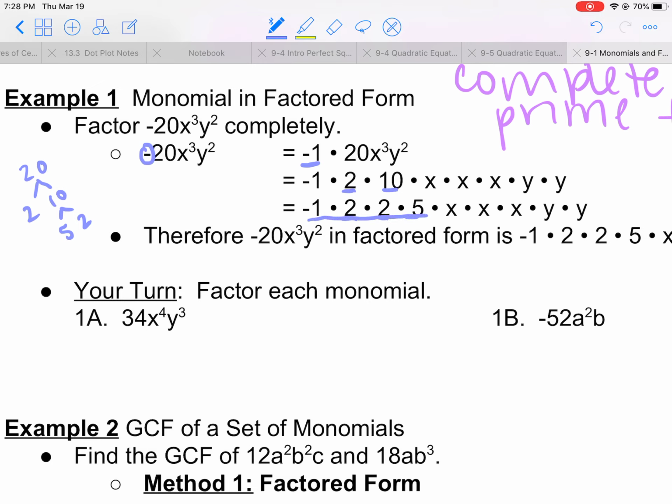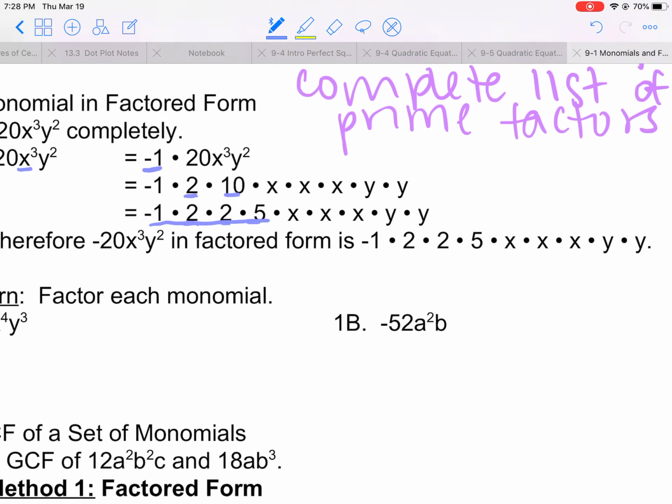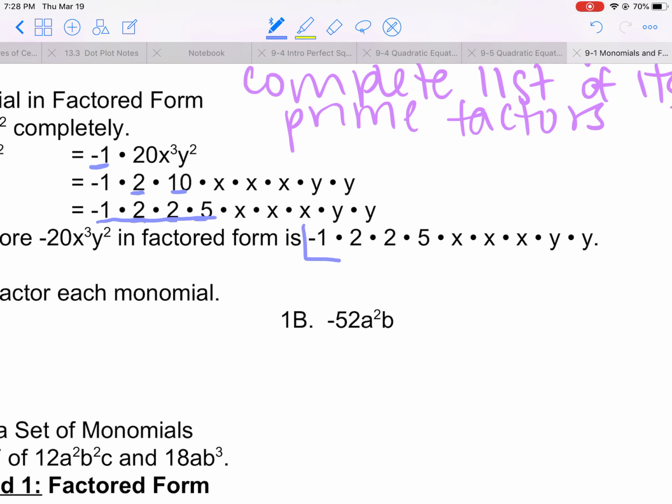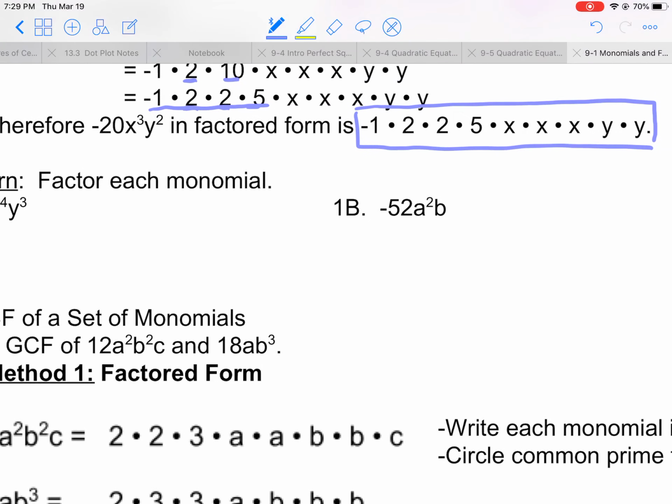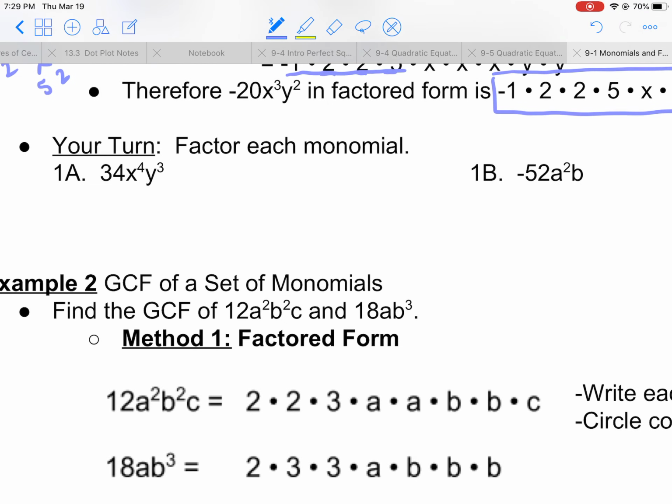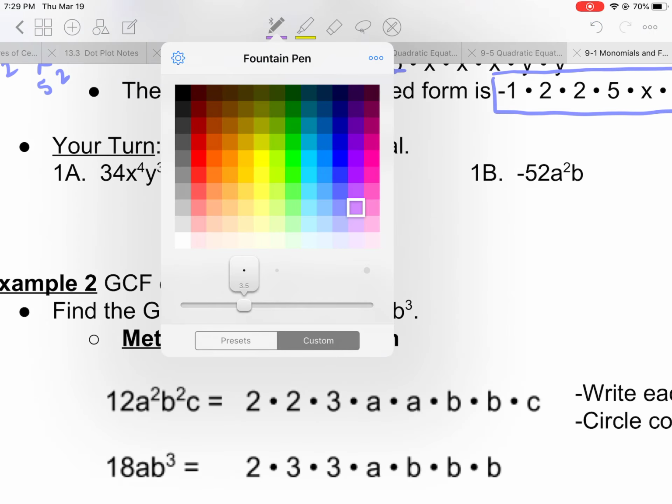So that is my coefficient in factored form, and then I expand my exponents. For x cubed, I have x times x times x, and for y squared, I have y times y. So the factored form for this monomial is negative 1 times 2 times 2 times 5 times x times x times x times y times y. That is in complete factored form. Go ahead, pause the video, and solve both your turns. Once you are finished, you can hit play and you will see the answer.